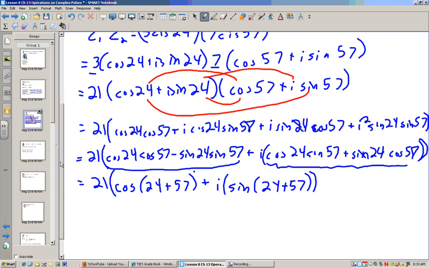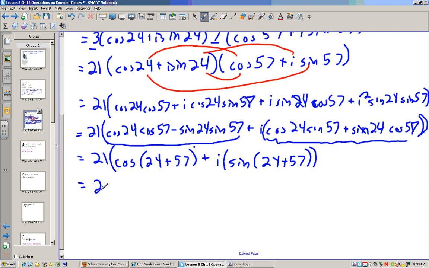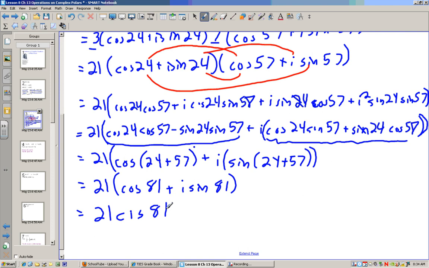All right, so now this will be 21 times cosine of, what's that, 81 plus i sine of 81. And now we have our CIS. So this would be 21 CIS 81. Now that's a lot of work.